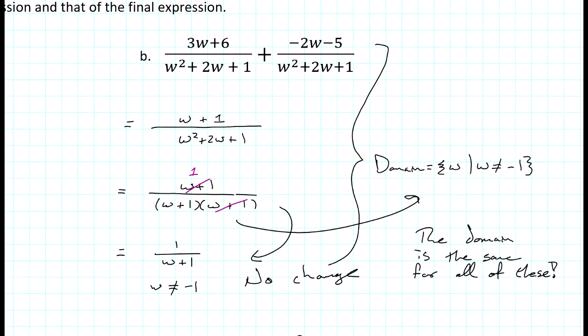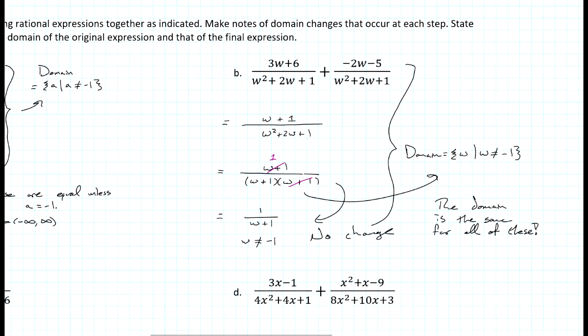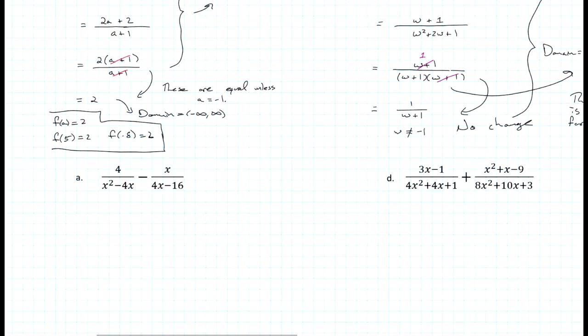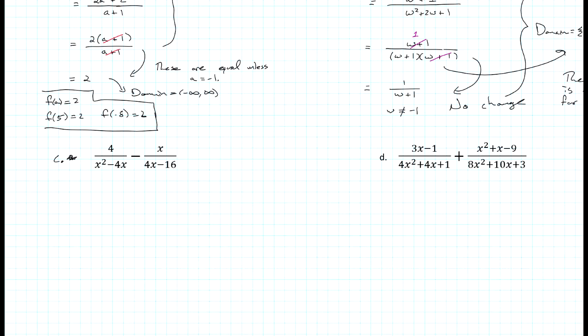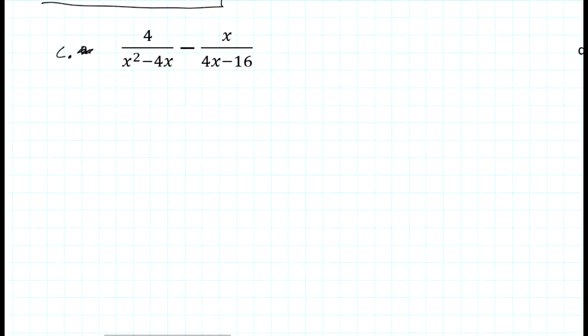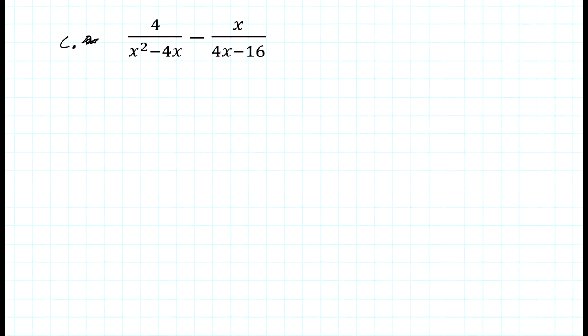Cool, all right, let's do part C down here. We have 4 over x squared minus 4x, minus x over 4x minus 16. We'll start by factoring the denominator of the first one, x squared minus 4x. We can pull out an x, and we'll be left with x minus 4. On top, we'll keep that 4. We'll go minus x over, the denominator of the second one is 4x minus 16. Here we can factor out a 4 and be left with x minus 4 again.